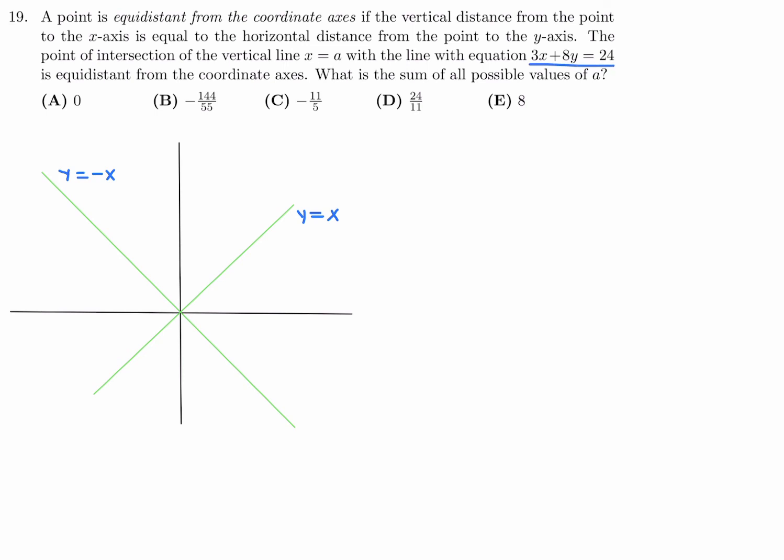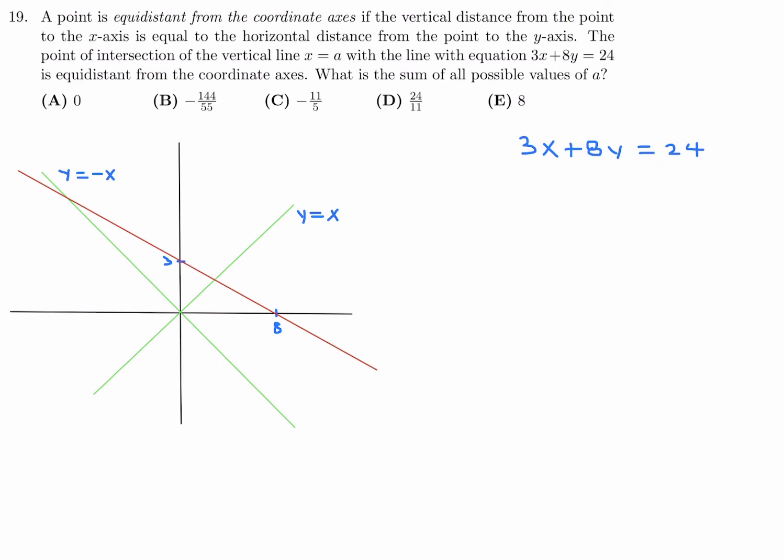Now we have been given this equation, 3x plus 8y is equal to 24. So we can easily plot that. When x is 0, that would mean y is 3. So let's just say here. And when y is 0, x is 8, so approximately here. So that's going to be that line. Let's just connect those.